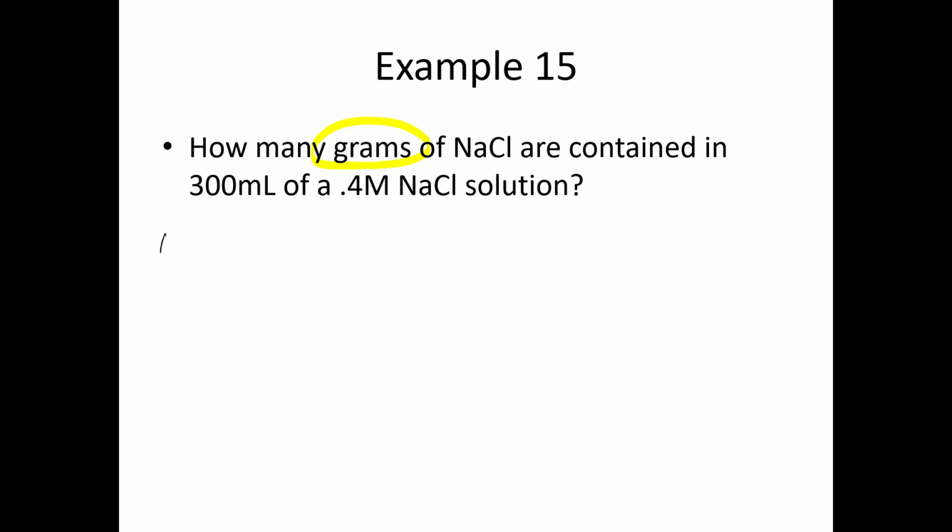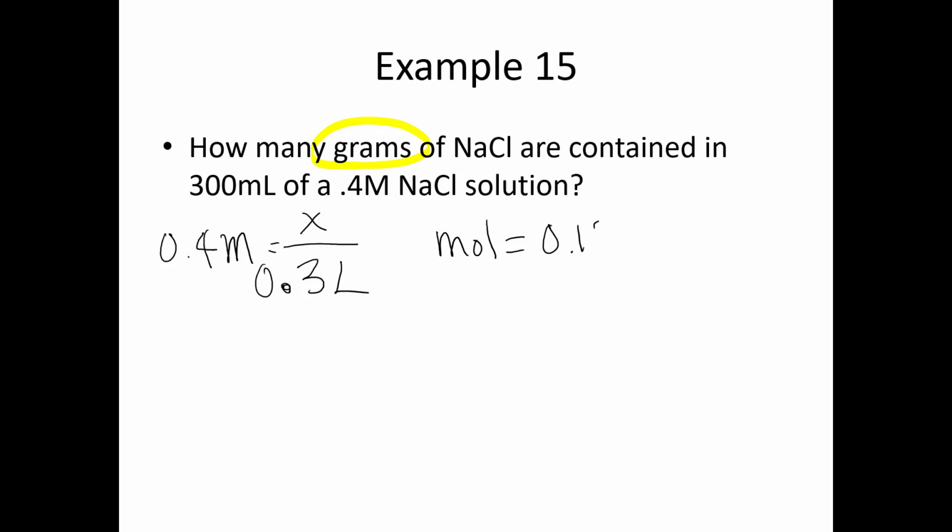So I have a 0.4 molar solution. We don't know how many moles that is, but I know I have 300 milliliters, but wait, hold on. We can't use milliliters because this is a molarity calculation. We have to use liters. So 300 milliliters would equal 0.3 liters. Now we can do our math, and that means that our moles equal 0.4 times 0.3, which will give us 0.12 moles.